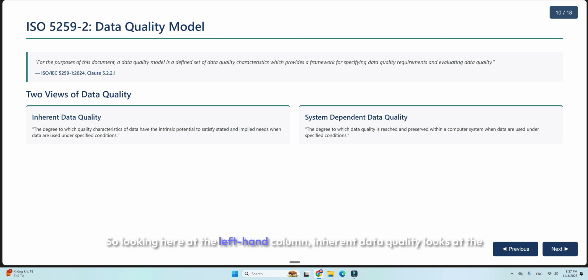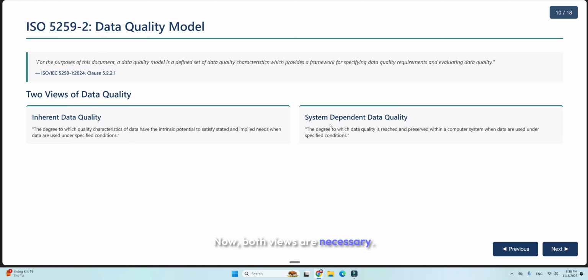So looking here at the left-hand column, inherent data quality looks at the data itself. Does it have the intrinsic potential to satisfy your needs? This is independent of any particular system. It's about accuracy, completeness, consistency, and characteristics of the data as data. On the right-hand side, system-dependent data quality looks at how quality is reached and preserved within a computer system. This is about accessibility, efficiency, portability, characteristics that depend on your technical infrastructure.